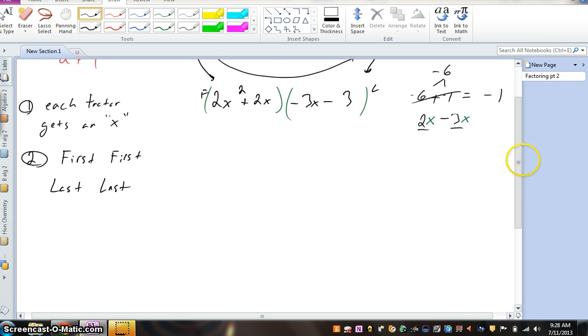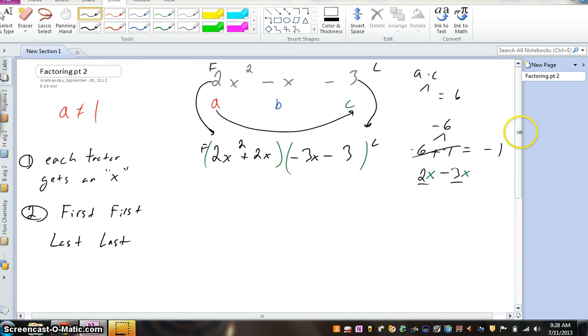So here's what we've done so far. We have done a times c, add to get b. We did the crucial step of adding the x to each of our factors. That's very important, okay? Then we did first, last. Okay? Put the 2x squared and the minus 3 first and last. And then I matched my numbers in where they go, all right?